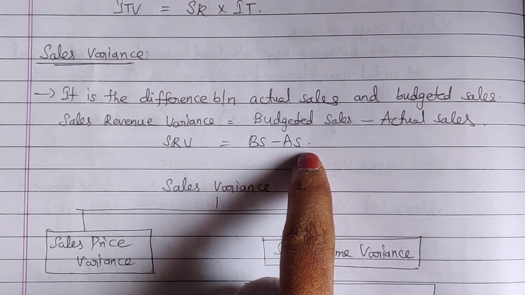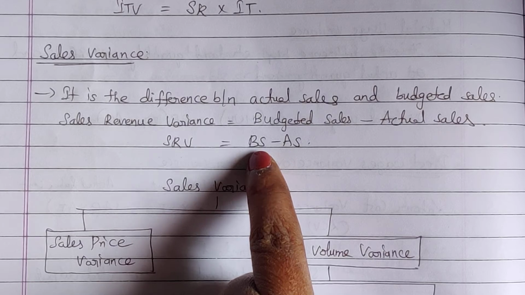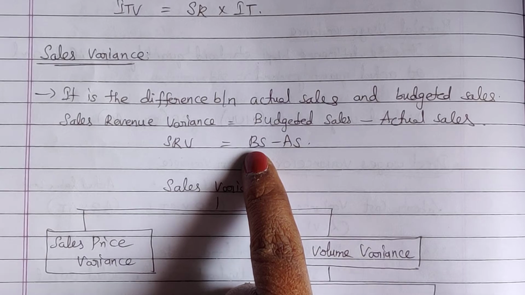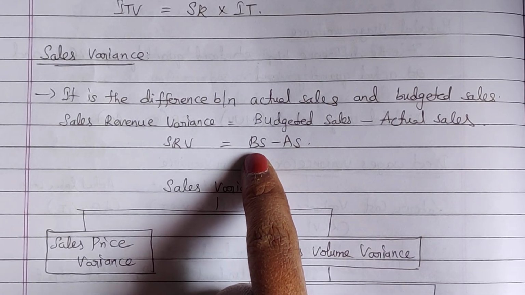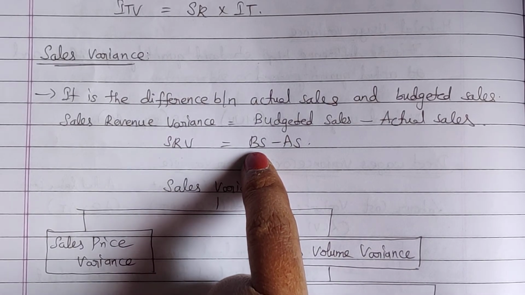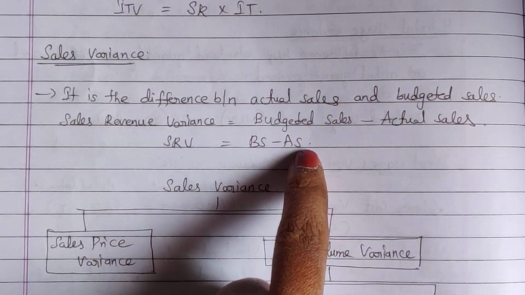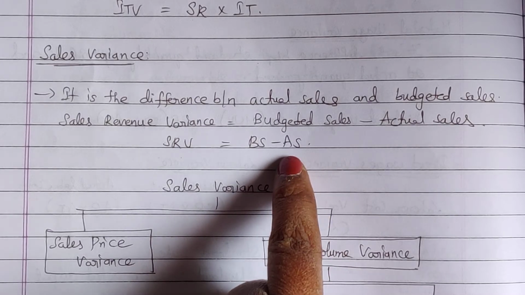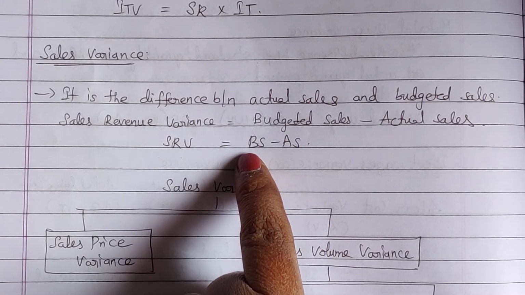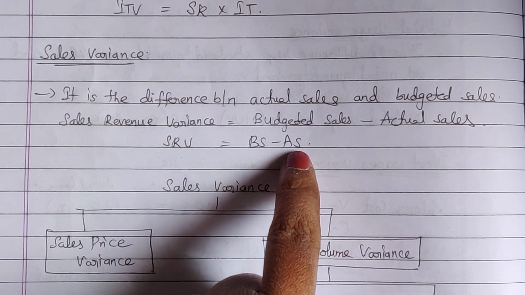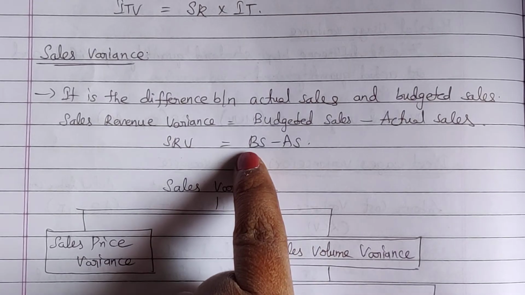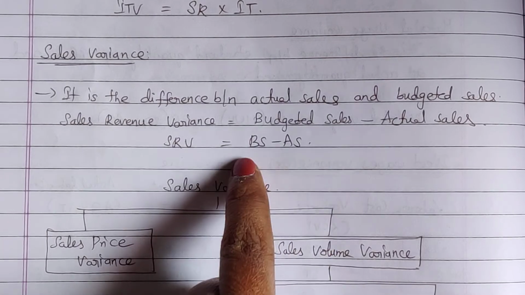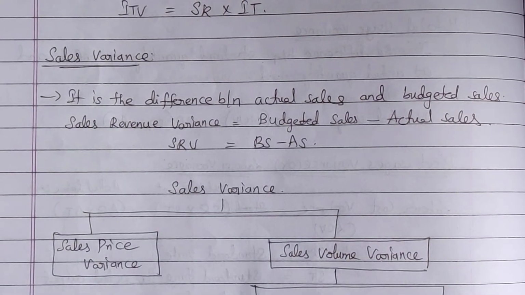If actual sales is greater than the budgeted sales, it is a favorable condition, because whatever we thought in selling the products, we estimated the products, that will be more in actual. So that's why the actual sales is increased and the budgeted sales is decreased. When actual sales is higher than the budgeted sales, it is favorable condition. Otherwise it is unfavorable condition.